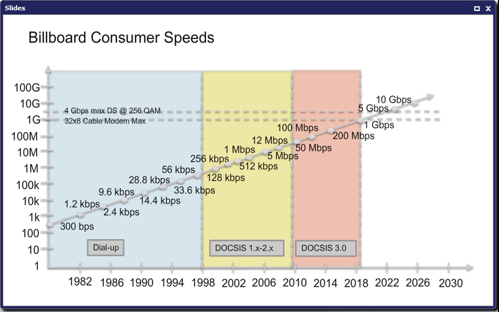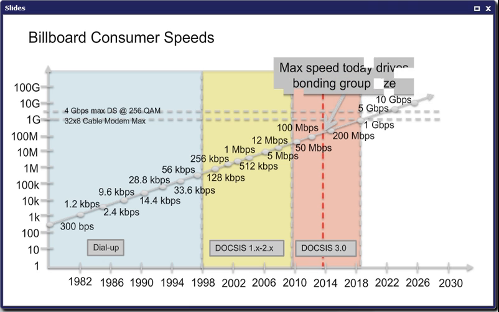And what we see is, if we look at where we are today, there are capabilities in 32 by 8 modems, 32 downstreams, 8 upstreams. You look at how much you can do in a 1 gigahertz plant at 256 QAM. And then we draw this line and it shows this is where we are today. And amazingly, this is pretty much where we are today, that we're at about as high as 150 megabits per second if you're bonding 8 channels.